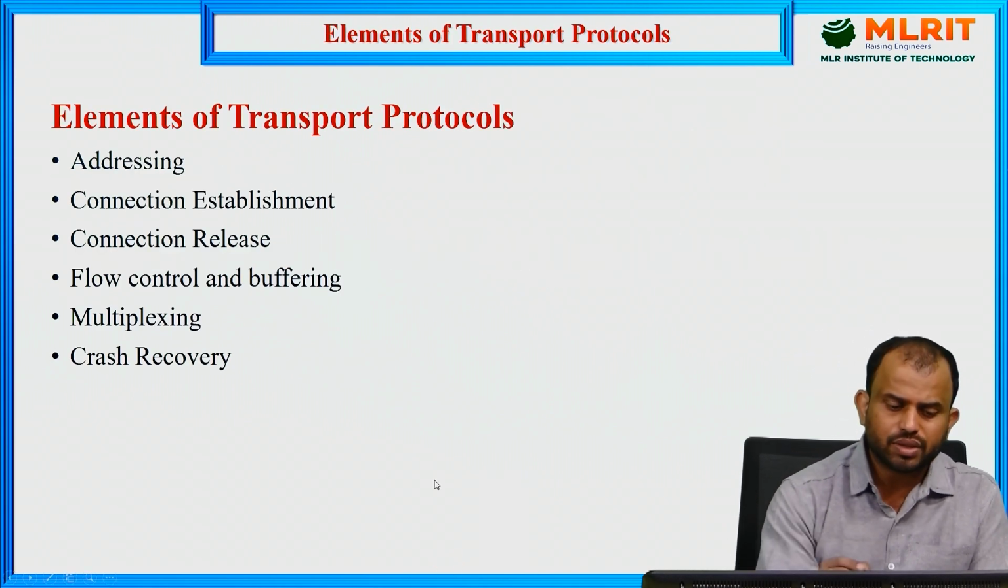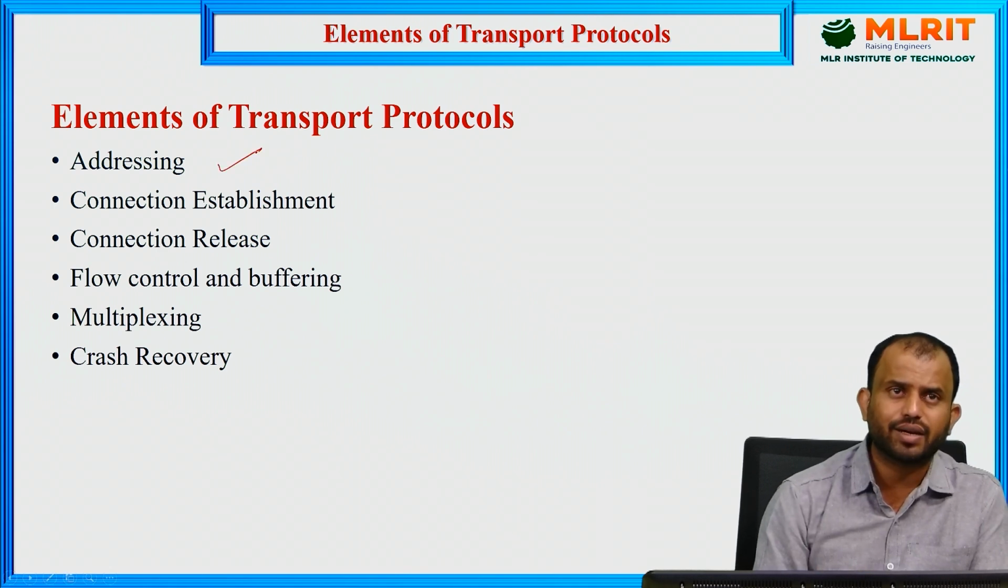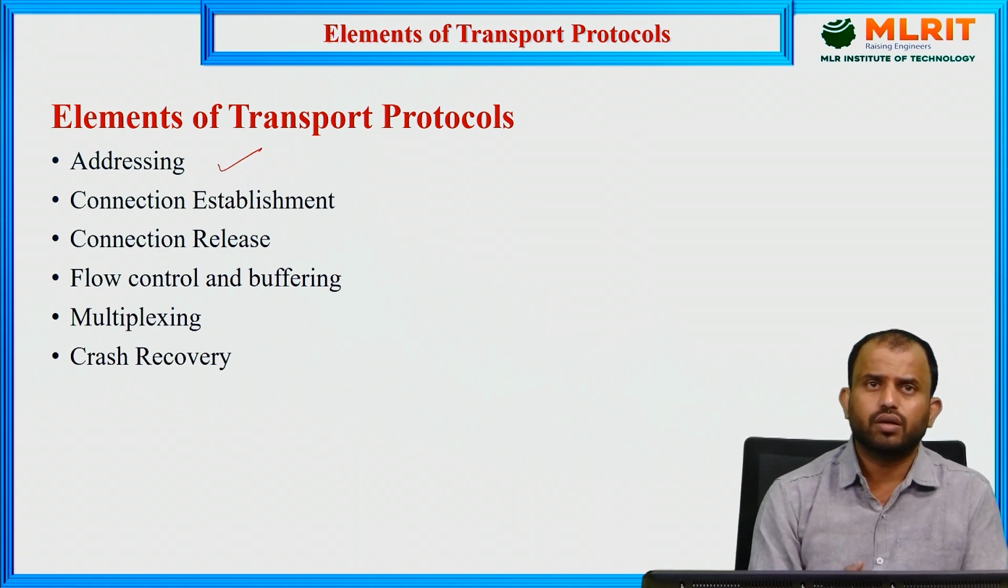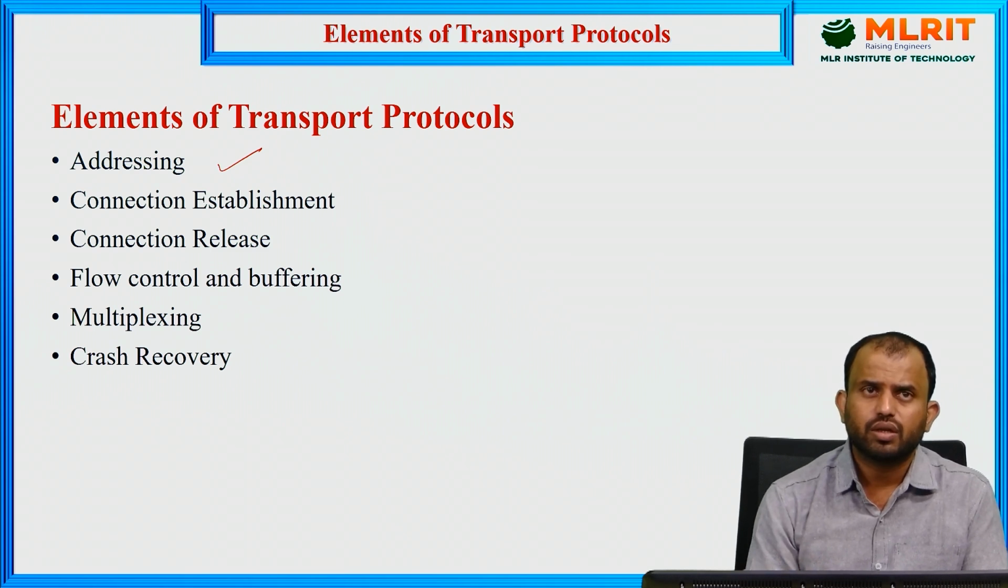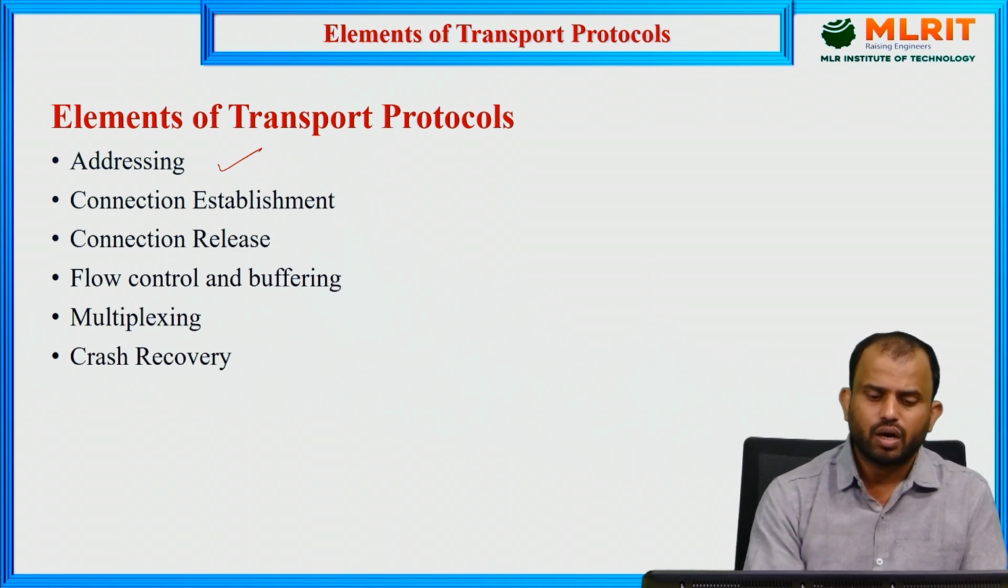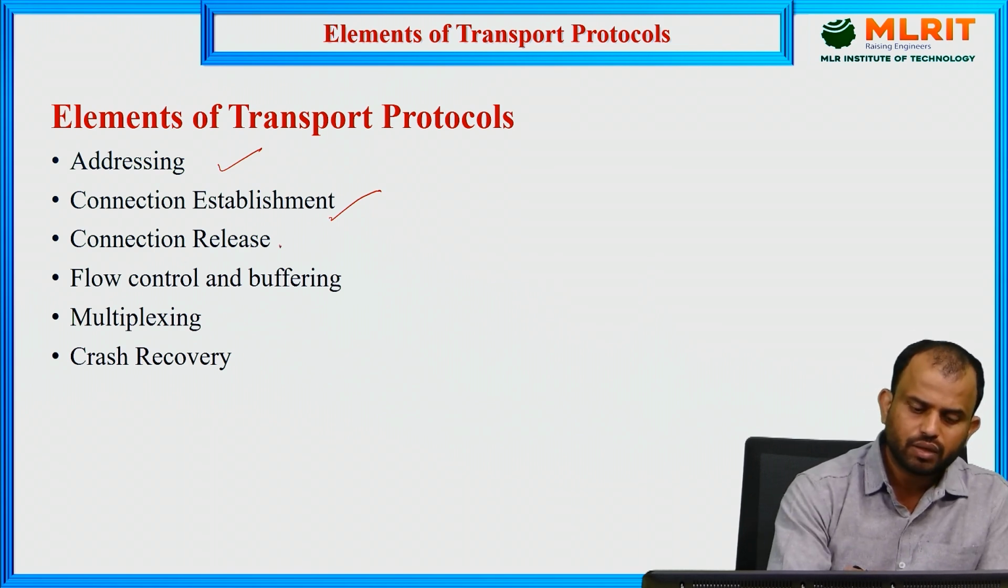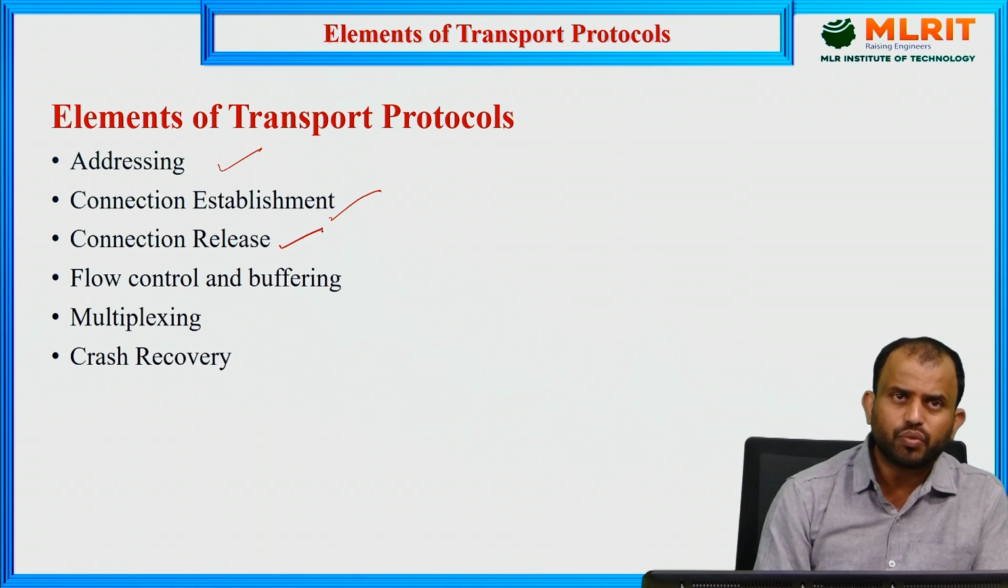And what are the elements present? First, we discuss addressing, because an address is needed. Based upon the address only, we can share the information from source to destination. Addressing is required. Then connection establishment: after a successful listen, we raise a request for connection establishment. After successful connection establishment, we send the information, we receive the information, and then we release the connection. In between, we require flow control, error control, and buffering structures.